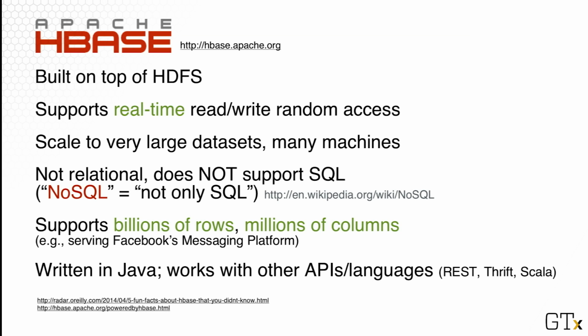HBase is not a relational database, and it does not support SQL as a query language. HBase is considered a so-called NoSQL database, meaning it does not use the conventional tabular storage model of relational databases. HBase gives up a number of features of relational database, such as data consistency, to provide massive scalability. HBase is designed to support billions of rows and millions of columns. For example, it is a database that powers Facebook's messaging platform. HBase is written in Java. Now it supports APIs in many languages.